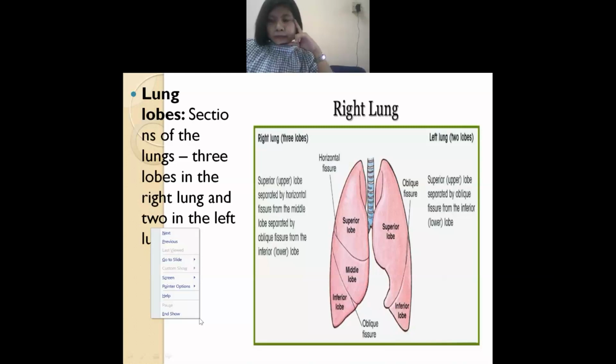So I'll ask again. The right lung has got 3 lobes, and the left lung has got 2 lobes. Don't get confused.